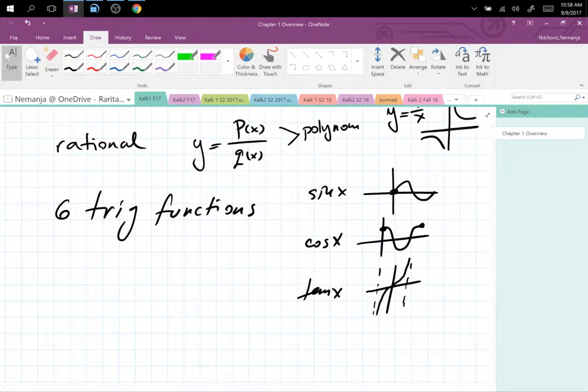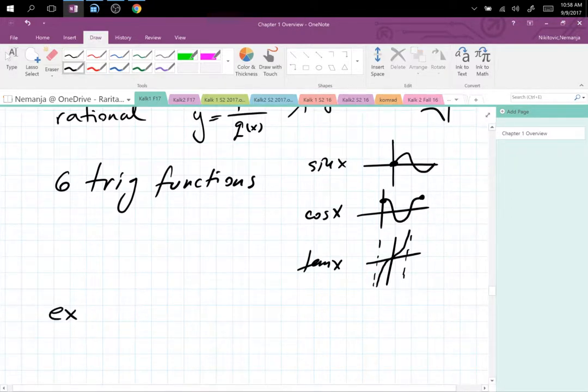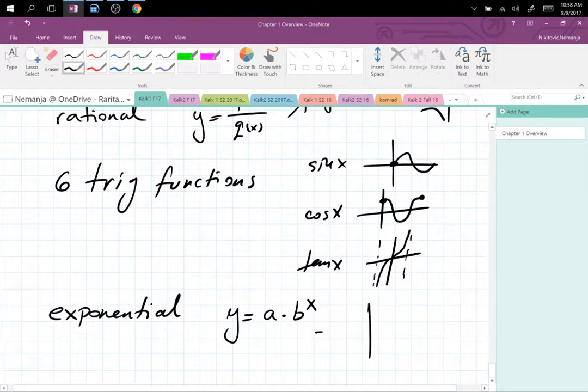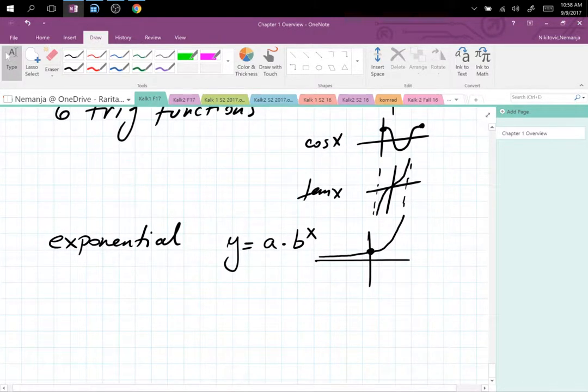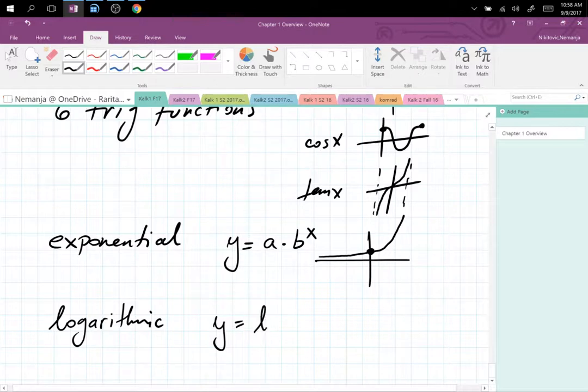What else? Oh, exponential. Holy nightmare, I forgot the exponential function. Y equals a times b to the x. And then we have them as increasing or decreasing, so growth or decay. We'll deal with that later. And logarithmic. Log base a of x, which look like this.